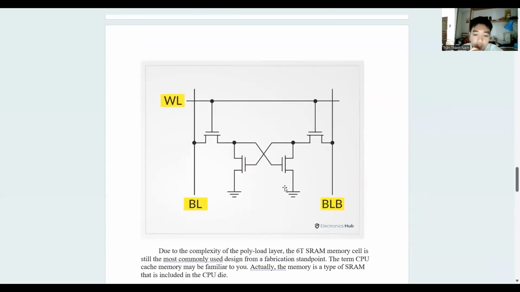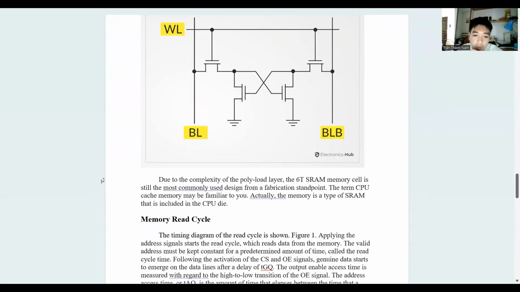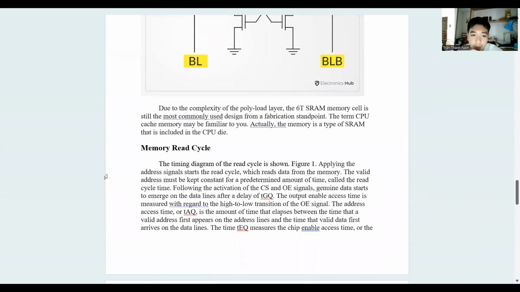Due to the complexity of the poly load layer, the 6 transistor memory cell is still the most commonly used design from a fabrication standpoint. The term CPU cache memory may be familiar to you. Actually, the cache is a type of SRAM that is included on the CPU die. So let's talk about the memory read cycle.